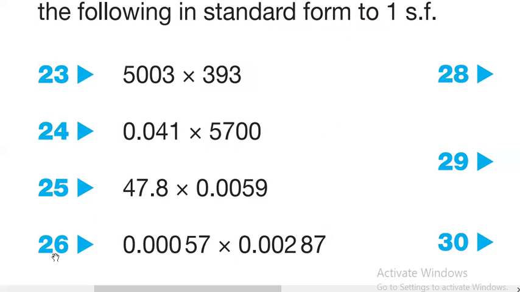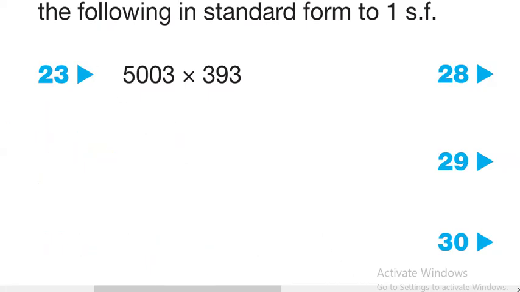For example, with this question here, question 23, we have 5,003 and 393. Now, to make this standard, maybe you can estimate this first or round it and then make it standard. For example, if I want to round, let me cover this first so I can show you how to do this. So let's cover this. Here, this 5,003 will become 5,000 like this, times, and 393 will become 400. Now it's easy to make it standard.